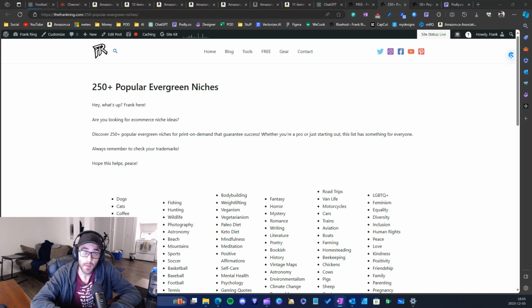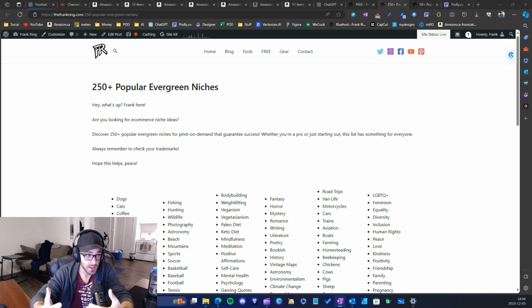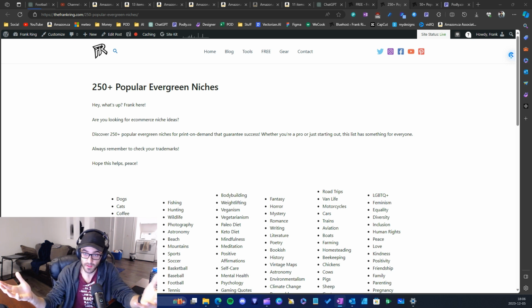The fifth and last type of niche that I wanted to talk about is cross niches. Cross niches are basically the combination of multiple niches into one design. Instead of focusing on one niche, you can focus on two or even three niches in one design. The cool thing about these kinds of designs is that you're able to tap into very unique and not very used niches. And by doing that, you also create an unlimited amount of possibilities with your niche.